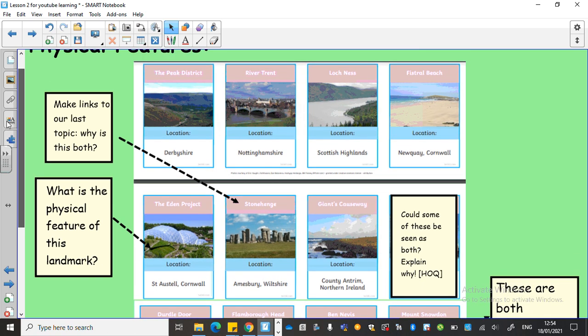So a couple of questions. Make links to our last topic. Why is Stonehenge both physical and human?